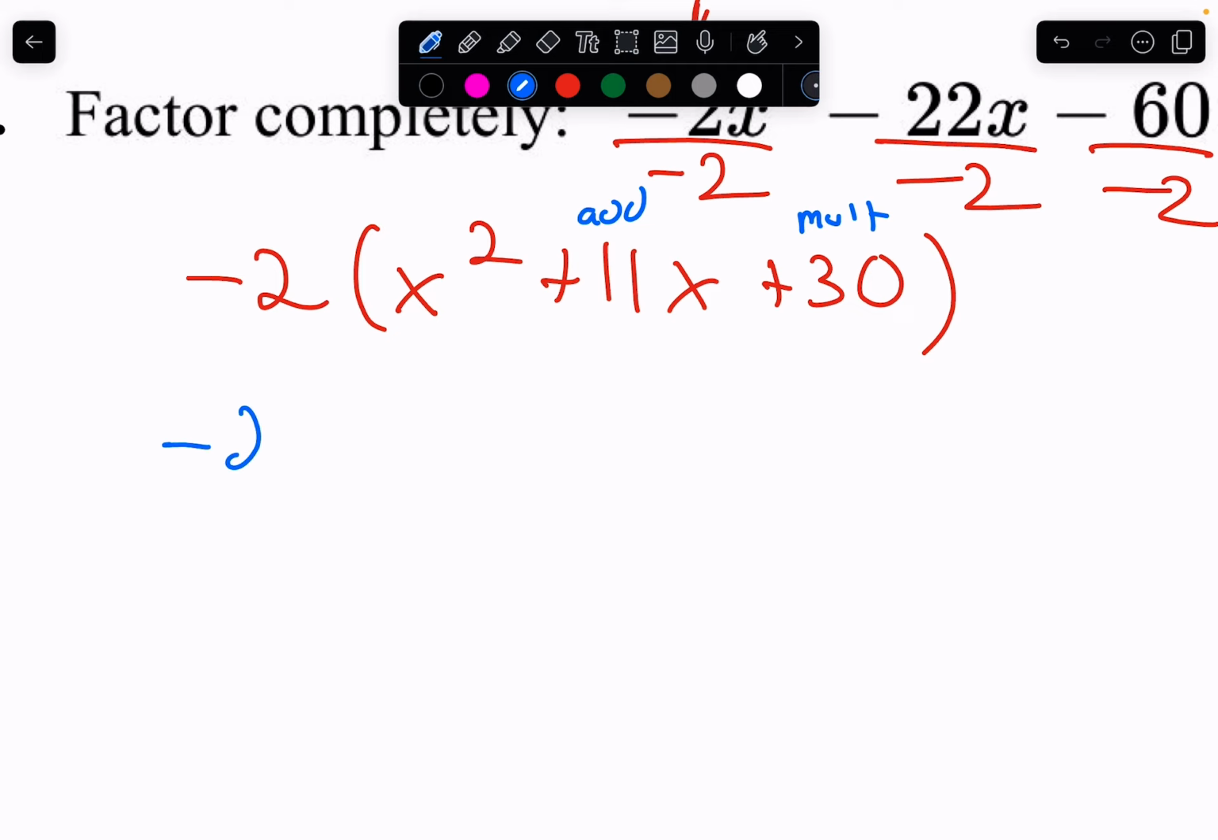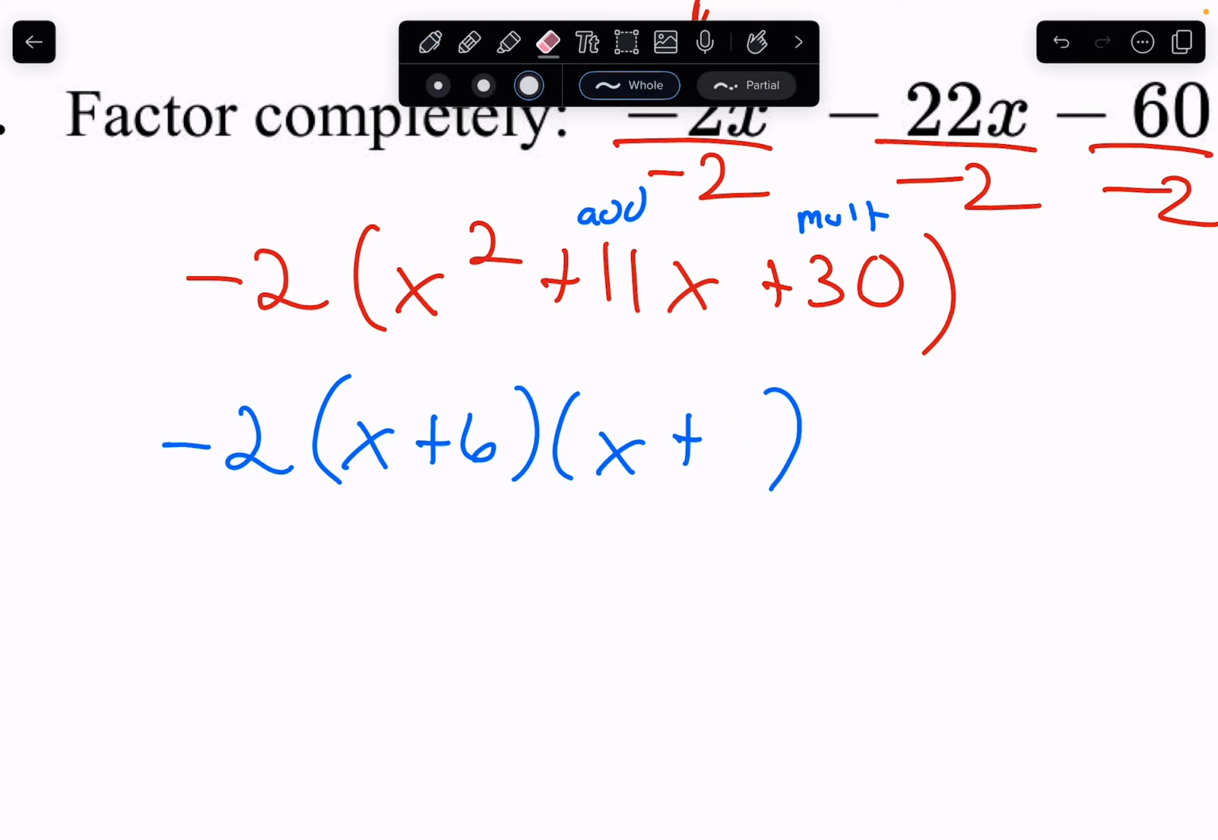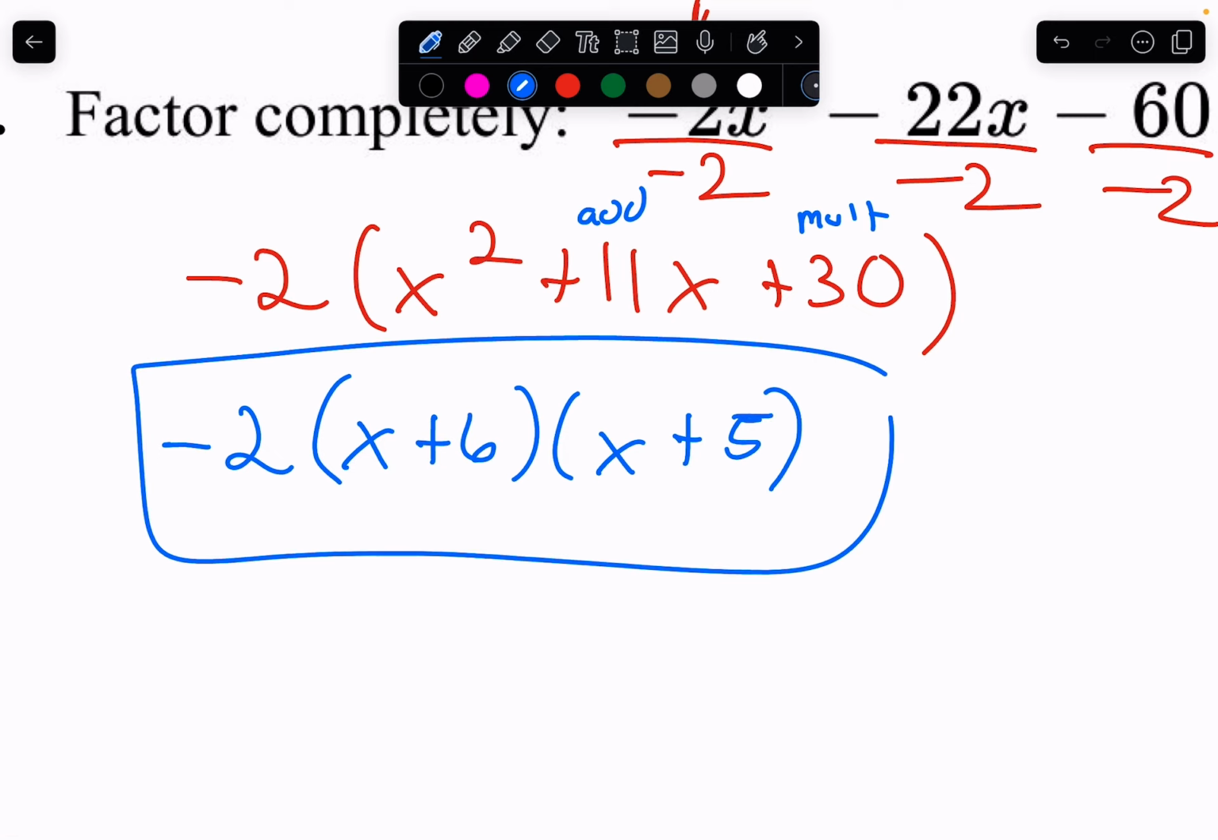So we still have to leave this negative 2 on the outside. Don't forget about him, all right? If you forget about that negative 2 that you pulled out in the beginning, you're going to get the problem wrong. You have to make sure you put that in there. So you're going to get x plus 6 and x plus 5. I don't know why I keep struggling with 6 times 5 is 30 apparently. All right, so we get that.